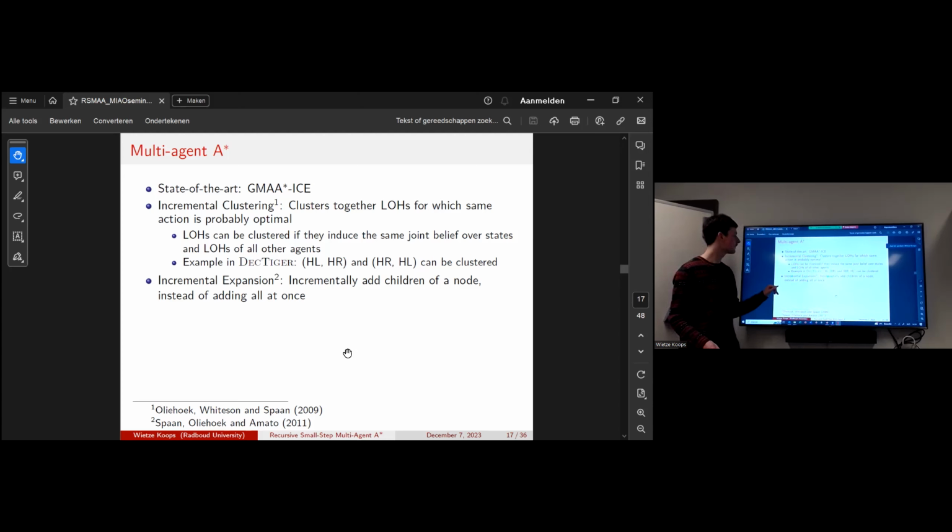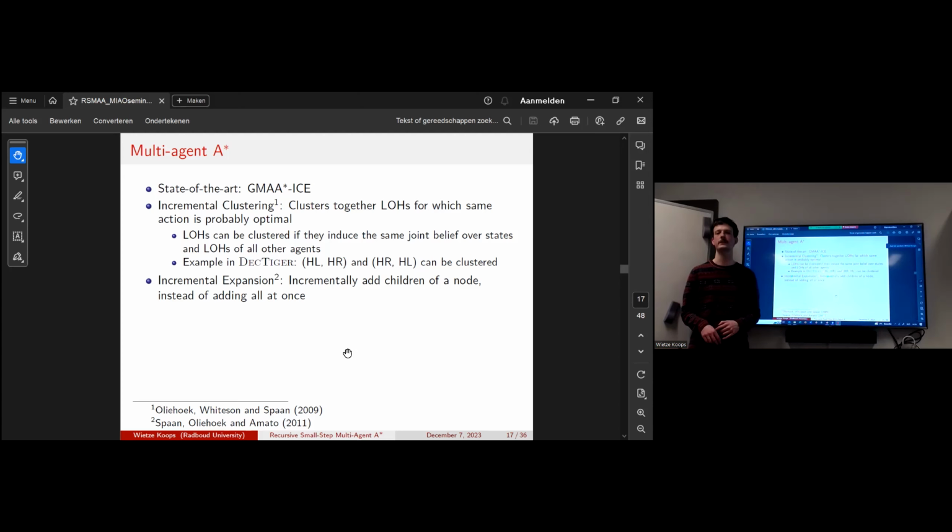Then we also have incremental expansion, which tries to alleviate this double exponential outdegree by not adding all of them at once, but finding another way of finding the best successor. And then if that one doesn't lead to a fully specified policy, then we try the next best successor, etc. So you have to have a way to incrementally deliver the next successor of a particular node.